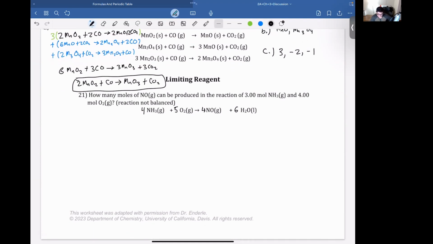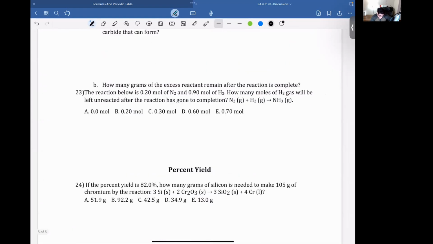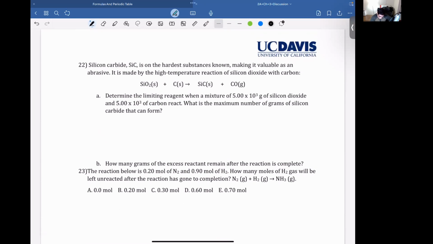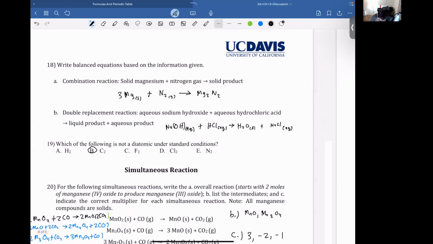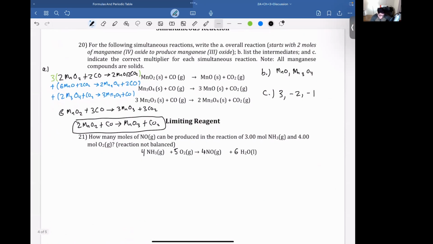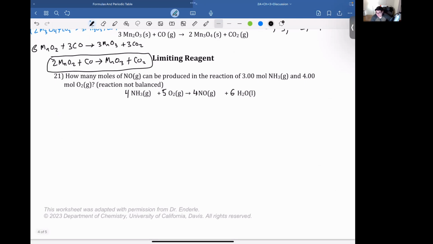How many moles of NO can be produced in the reaction? We have NH3 gas and 4 moles of O2 gas. So this is a limiting reagent problem. Now, how do you do this? The first thing you want to do is figure out which one is the limiting reagent.